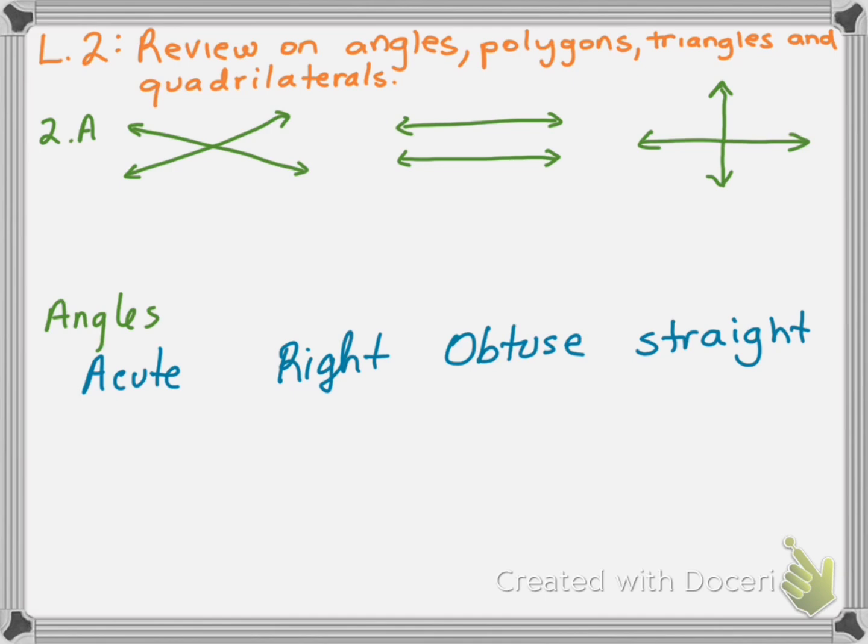Okay, the first thing is about lines. Remember that if two lines touch each other, they're called intersecting lines. If they don't touch each other, they are called parallel lines. Remember, parallel lines have the same direction. And that is why they never touch, because they're going in the same direction, they never touch.